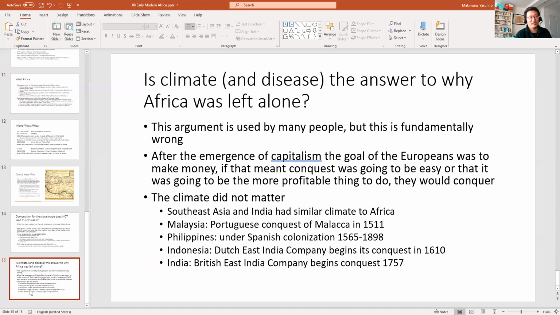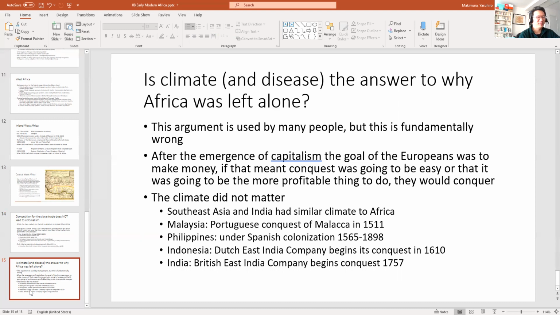But if there was one positive, it's that it prevented them from being colonized. So, people try to say that the colonization didn't happen because Africa was hot and there was all this climate. I don't buy this argument because climate didn't matter. Southeast Asia and India had a similar climate to Africa and had similar types of diseases that the Europeans were not used to. It didn't matter. They still conquered it.